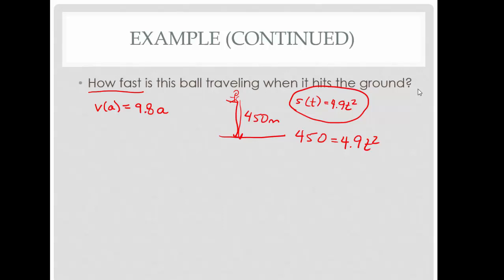So if I take 450 and set it equal to 4.9 times t squared, in other words, t squared is approximately, just divide both sides by 4.9, you're going to get 91.83673, etc. This goes on. And then if you take the square root of both sides, you get approximately 9.6 seconds. Okay, so it takes about 9.6 seconds for this ball to hit the ground. So this time should make sense.